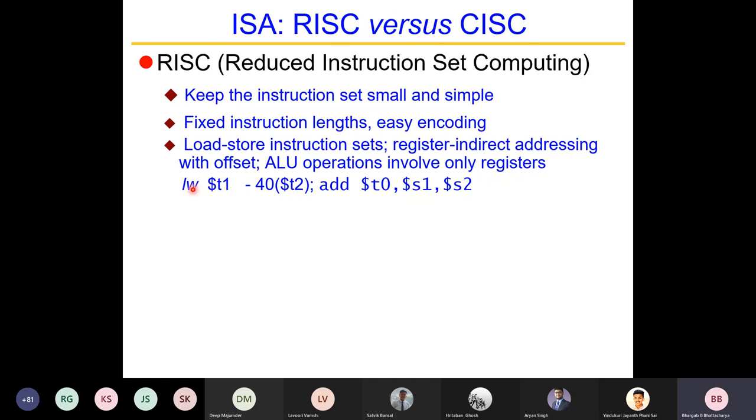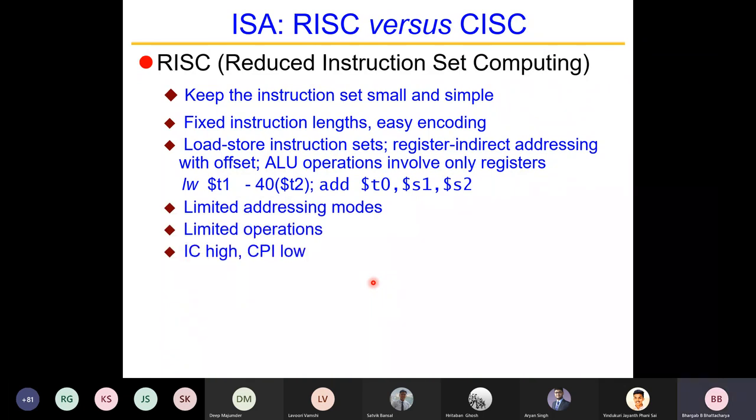So in the load instruction, you need only 5 bits here to represent T2 and another 5 bits to represent T1. But you don't need 32-bit address information here because the address is the content. Therefore, it is sort of indirect addressing.